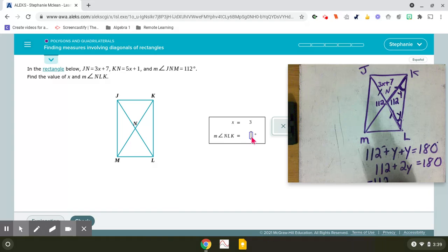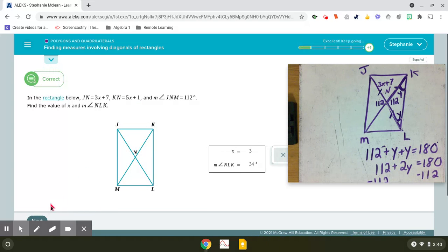Subtract 112, so I get 2y equals 68. Divide both sides by 2, and I get y equals 34. So I know that NLK is 34 degrees.